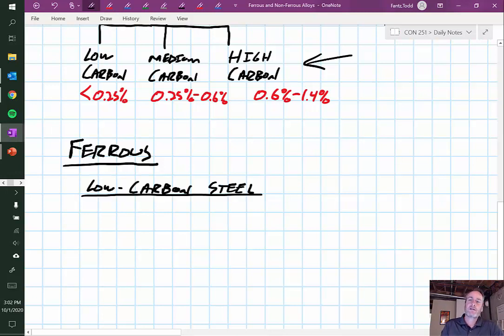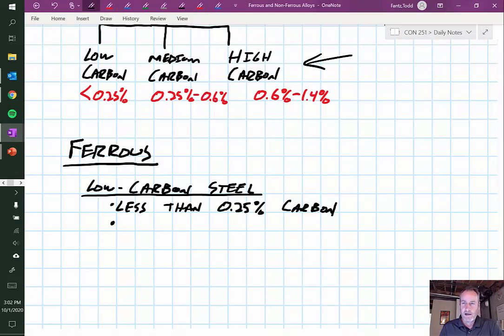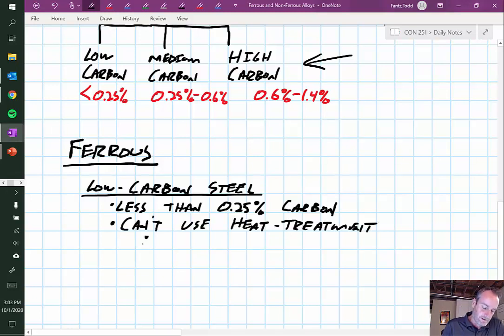So low carbon steel, once again, I've already defined this, but we can say that we're defining it as having less than 0.25% carbon. And because carbon is a big part of that heat treatment process, we cannot use heat treatment on low carbon steel in order to make it tougher or give it a higher hardness. Now, what we can do is we can still use cold working to increase its strength.